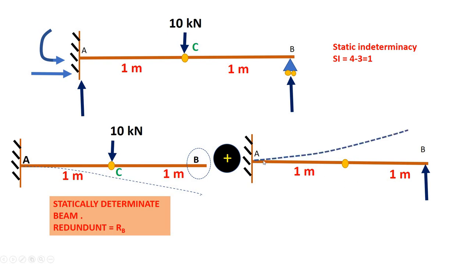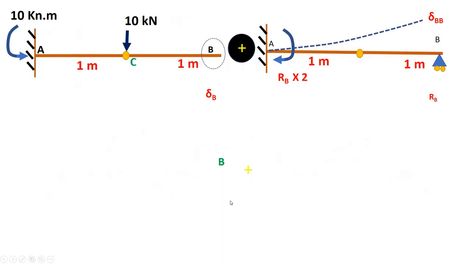Now due to this unit action, we have upward deflection. The applied redundant action, that is RB, is equal to 1 unit. So now we have the combination of these 2 beams. Now how to determine the redundant RB?